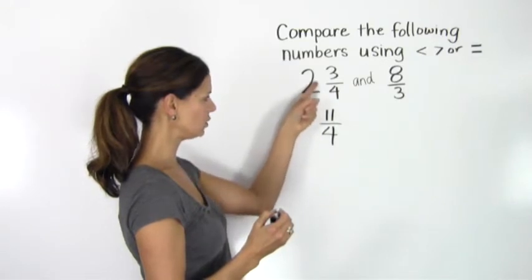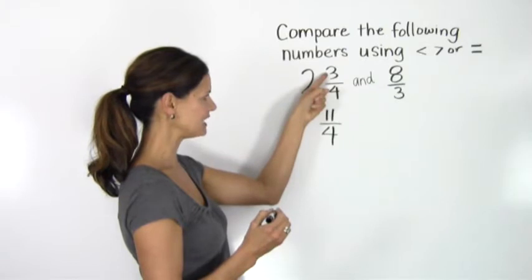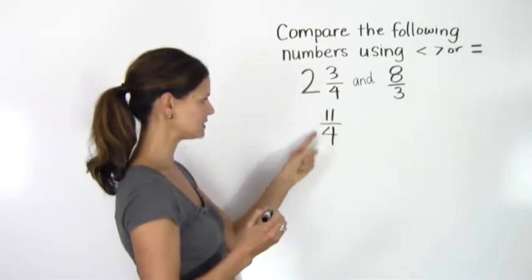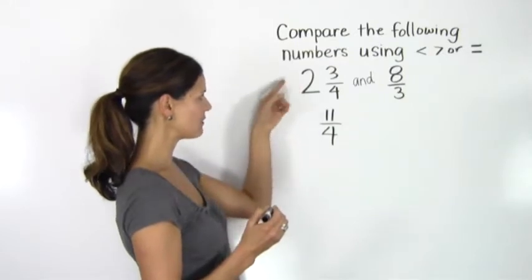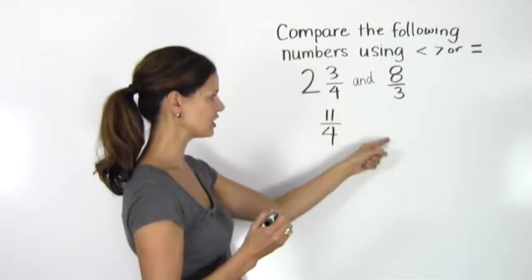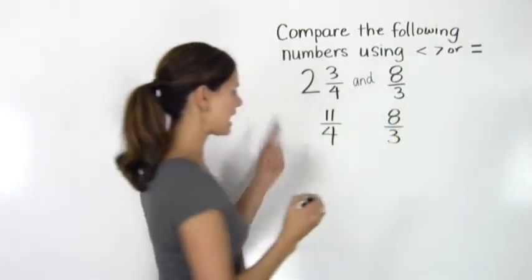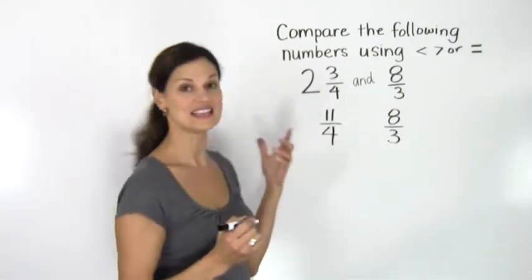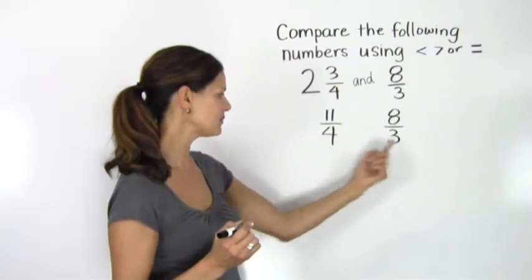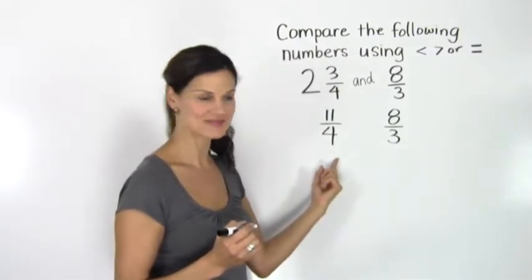I multiplied the whole number by the denominator, 2 times 4 is 8, and added 3. 8 plus 3 is 11, and I keep my same denominator. So now I'm going to compare 11/4 to 8/3. I can either do this by cross multiplying or by finding a least common multiple of my denominators. I can't compare these as they are right now because they don't have common denominators.